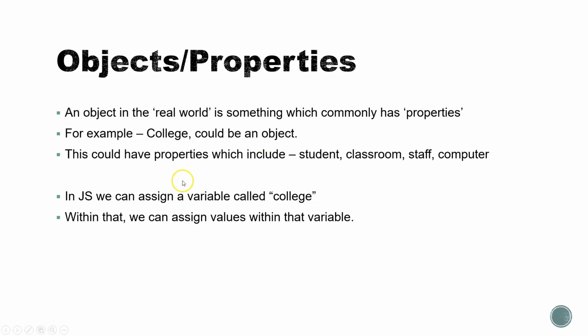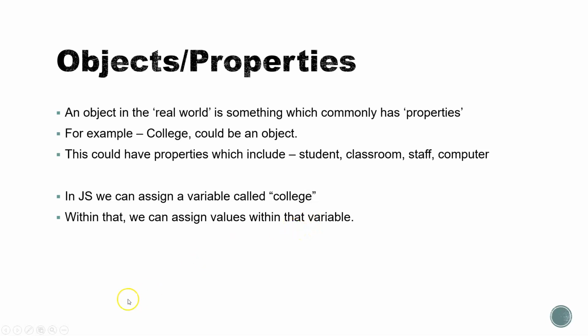So in JavaScript, and indeed a lot of programming, we can assign that object as a variable potentially called college. We may think that the name of a college could change at some point. Or maybe you have more than one college, I don't know. And within that, you can assign values within that variable.